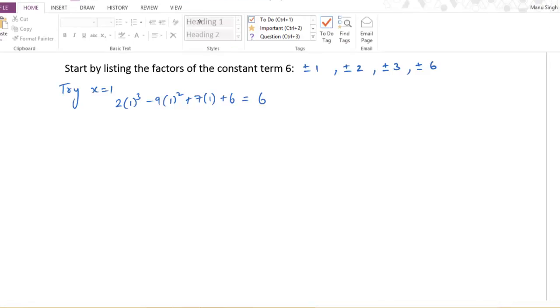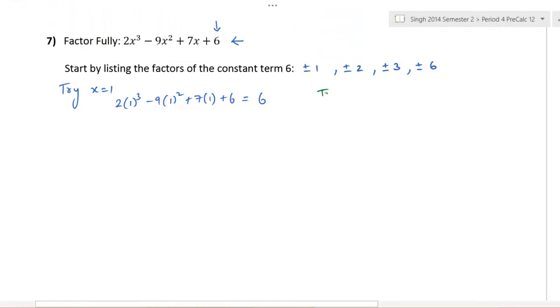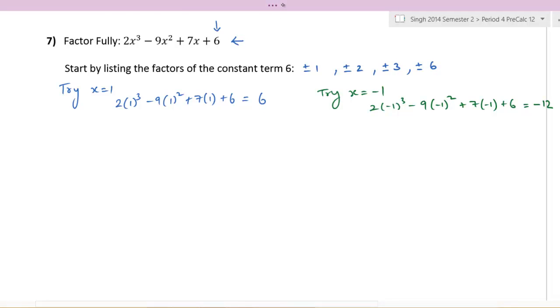Let me try negative 1. So when I try negative 1, I'm going to get 2 times negative 1 cubed minus 9 times negative 1 squared plus 7 times negative 1 plus 6. I plug that in and I will get a result of negative 12. If you want to pause the video and test that for yourself, please do that. Make sure that's what you get. So both 1 and negative 1 didn't work. I move on to the next trial and error.